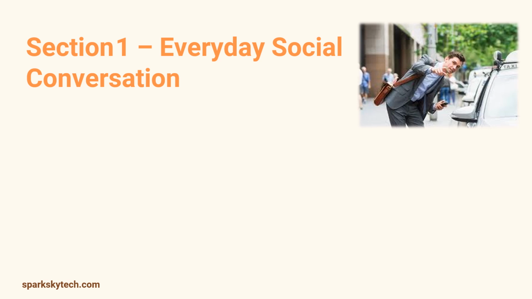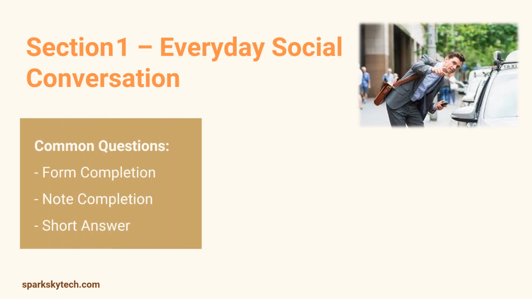Section 1: Everyday Conversation. Let's begin with Section 1, the first part of the listening test. This is where you'll hear a conversation between two people discussing something from everyday life, like booking a hotel room, signing up for a service, or asking about travel arrangements. The goal here is to extract specific information: names, dates, addresses, phone numbers, prices, etc. The questions usually come in the form of form completion, note completion, or short answer questions.